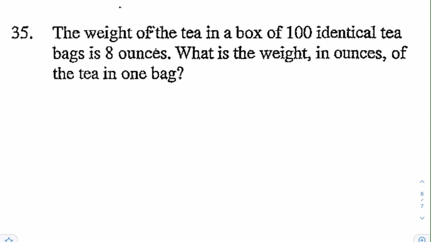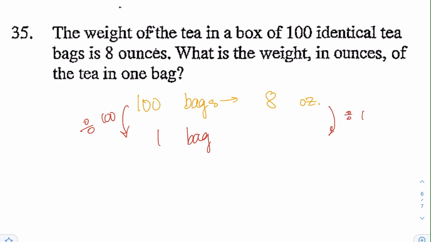Next, for number 35, the weight of the tea in a box of 100 identical tea bags is 8 ounces. What's the weight in ounces of the tea in one bag? So you have 100 bags, that's equal to 8 ounces. Well, you want the weight for just one bag. So to figure out one bag, you divide 100 by 100 to get the unit rate, and do that to the other side as well. So you have to divide by 100, and you get 8 over 100 ounces, or this is 0.08.